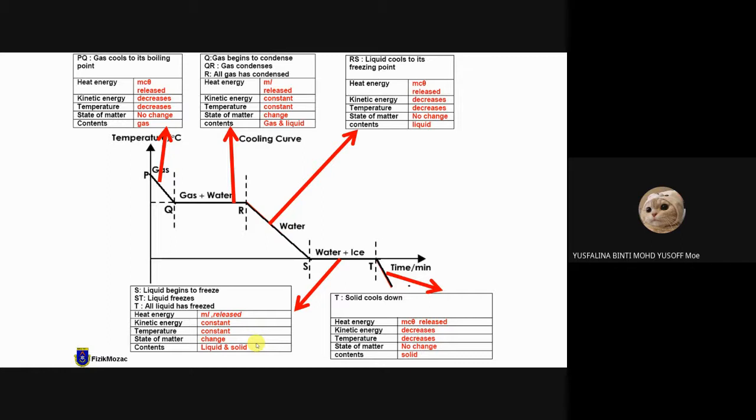So for this graph, any question you want to ask? No. Are you clear about this one? Okay.